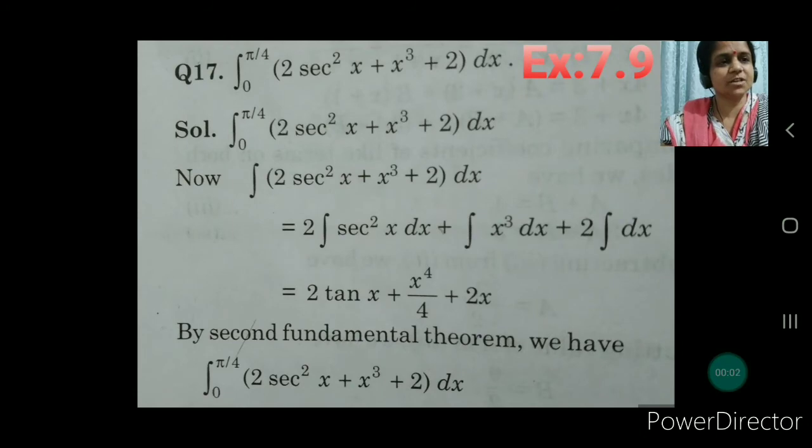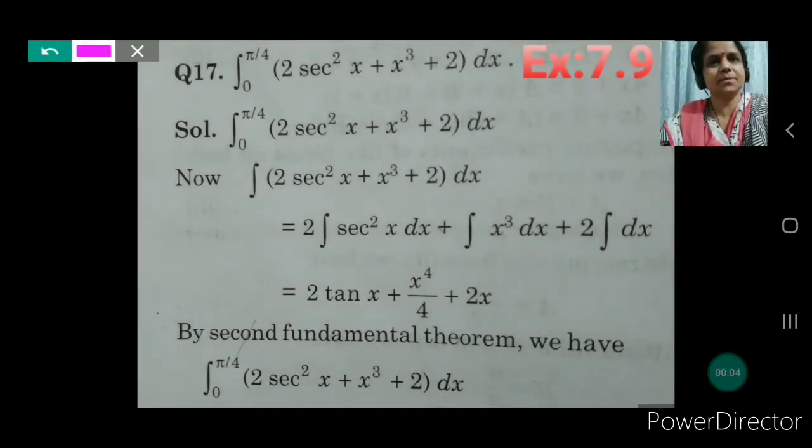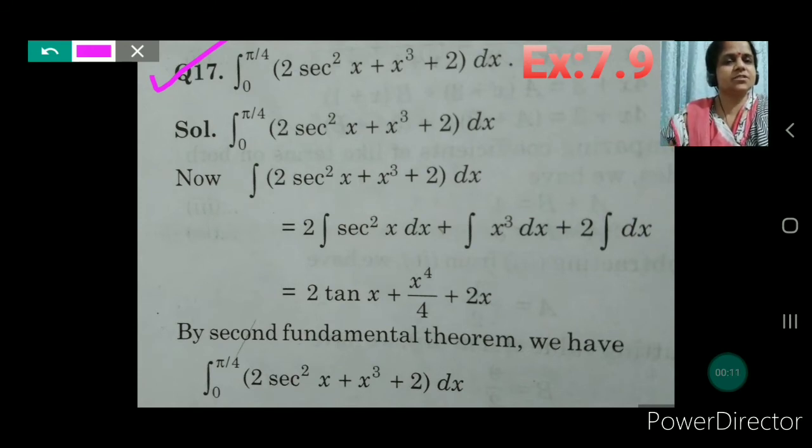Let's solve question number 17. Okay, the question is integration from 0 to pi by 4 of 2 sec square x plus x cube plus 2 into dx, means integration of this. So first of all here 2 sec square x plus x cube plus 2 dx. Okay, separate these terms. So you will get 2 outside as a constant and integration of sec square x dx plus integration of x cube plus integration of dx.